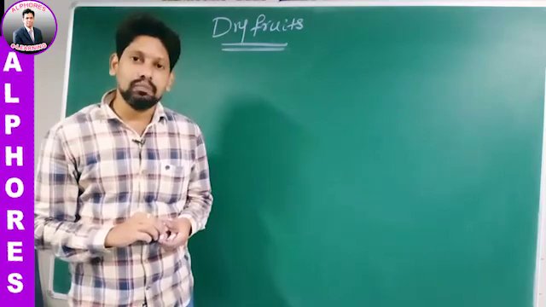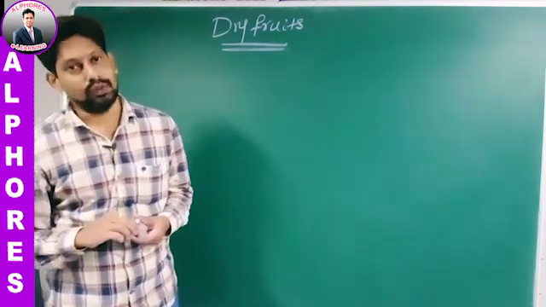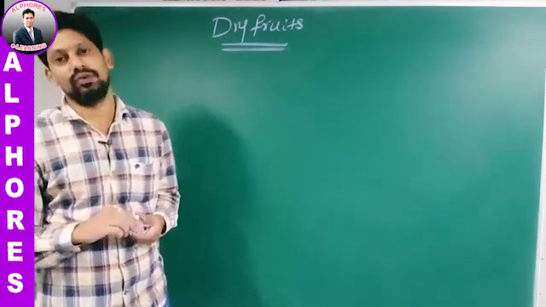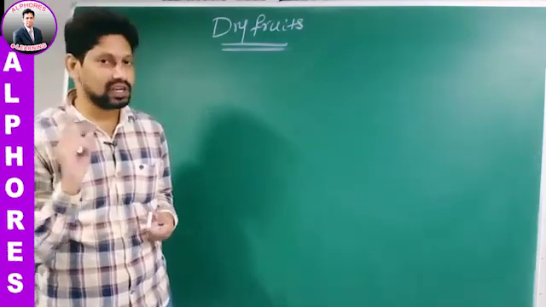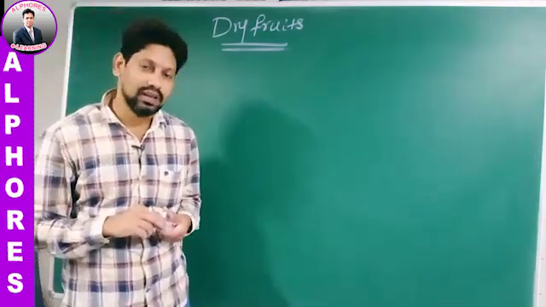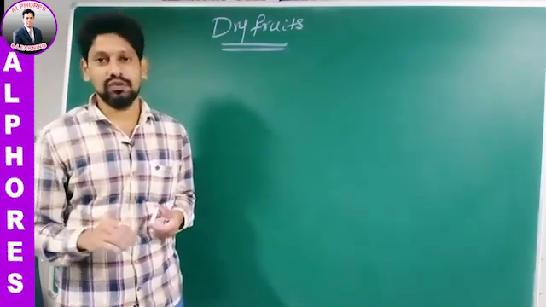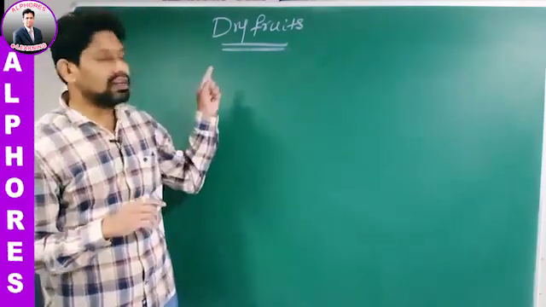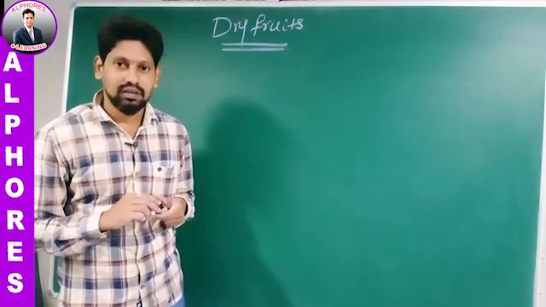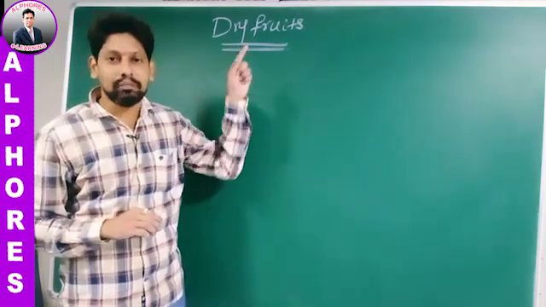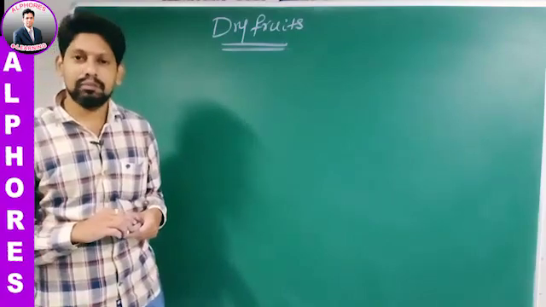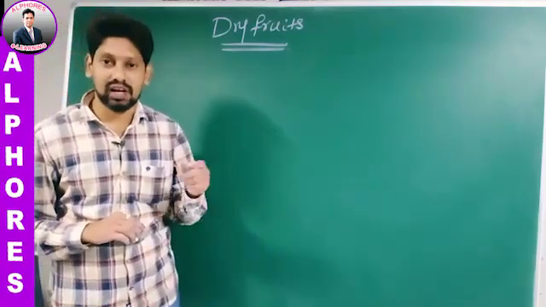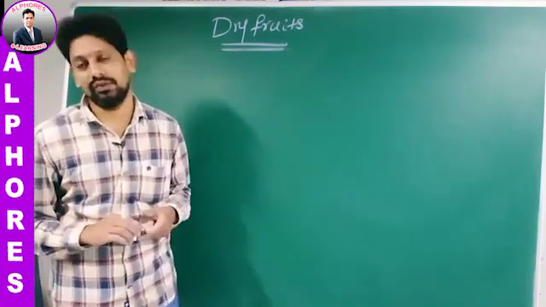Simple fruits are of two types, as I told. Based on the nature of the pericarp, simple fruits are of two types. First one is fleshy fruits, which we completed. Second one is dry fruits. At the time of ripening, the pericarp is dry. That's why these are called dry fruits.